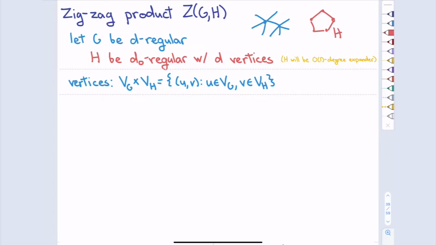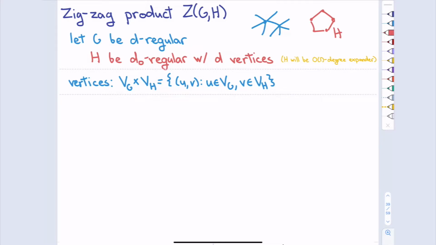Okay, maybe we take one more step back. So the vertex set is going to be the product. I'll always be sitting on one vertex in G and one vertex in H. And H we're going to use to sort of control steps in G.